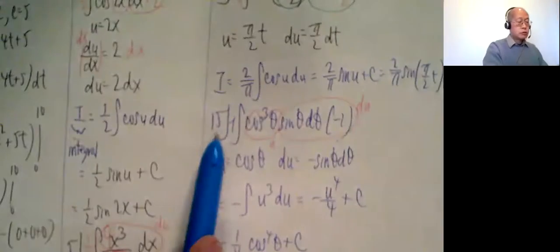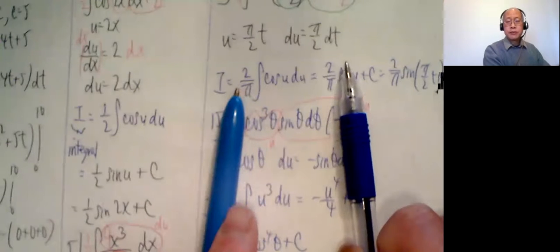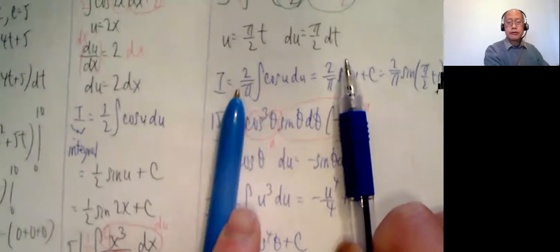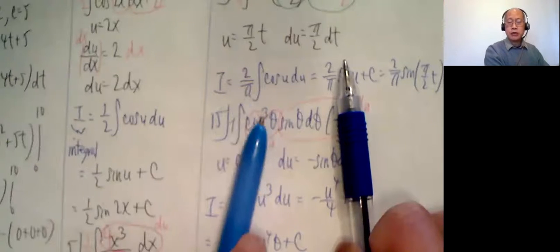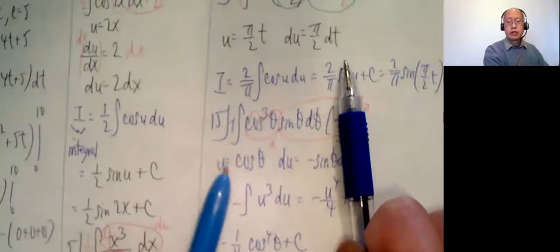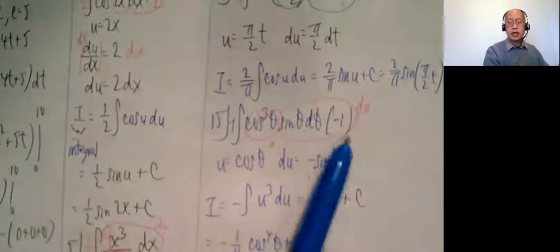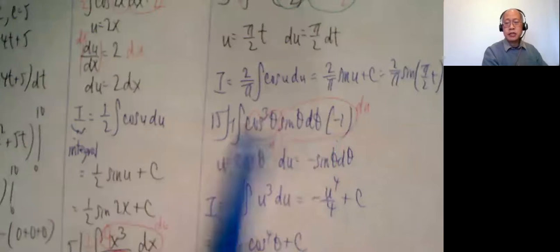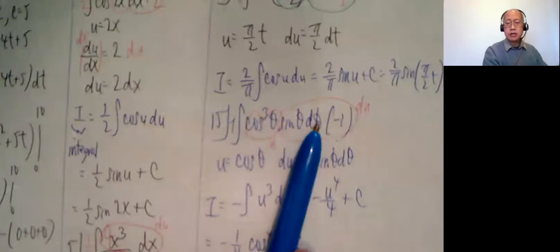Problem 15. The original has cosine cubed theta sine of theta. The derivative of cosine is negative sine. The derivative of sine is cosine, but you have a cosine cubed. That's too much. So let u be the cosine. You're going to end up with u cubed, but that's okay. So let u be cosine theta. du is negative sine theta d theta. That means I need a negative 1 inside and a negative 1 outside. So negative sine theta d theta is my du.